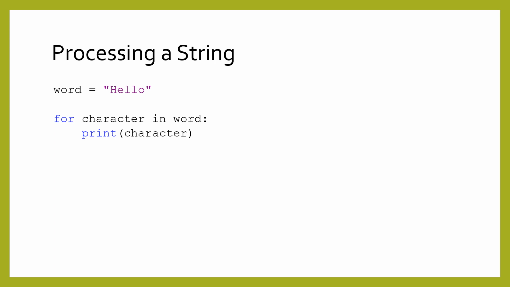The key idea is that both strings and lists are sequences, which means you can iterate over them with a for loop. When you iterate over a list, you get each element. When you iterate over a string, you get each character.